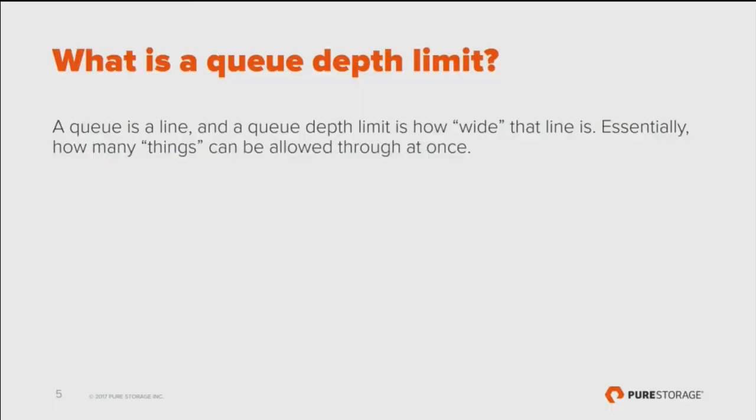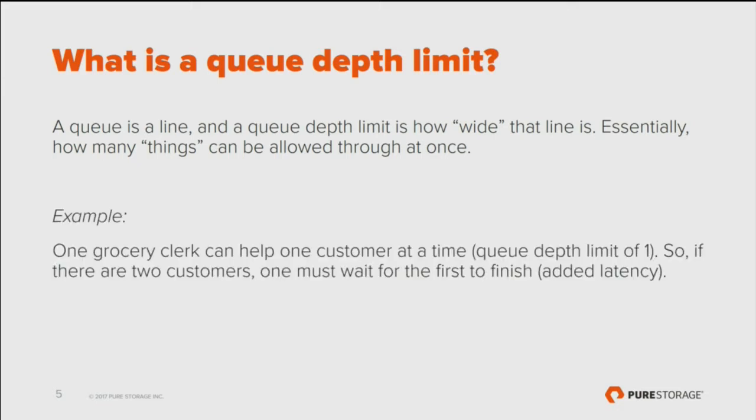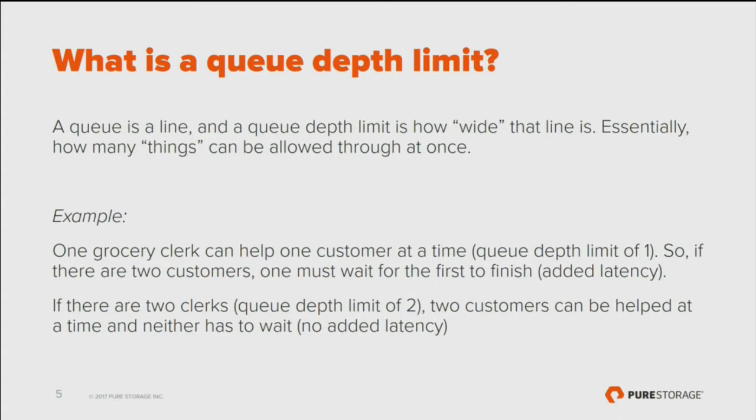So first off, what is a queue depth limit? A queue is essentially a line, using the example of a grocery store. If I have one register, one clerk at that register, I can handle one customer at a time. My queue depth limit is 1. Anyone after that has to wait. If I have 2 registers, my queue depth limit is 2. I can handle 2 customers at a time. Anyone after those has to wait, inducing latency at my grocery store or whatever.